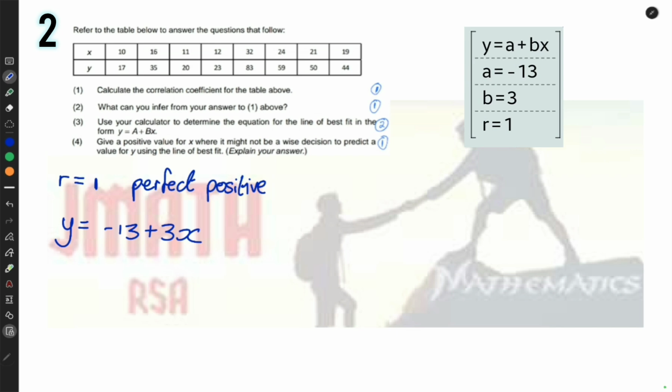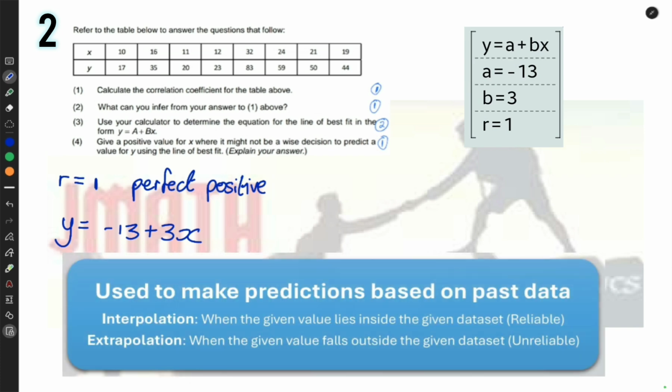Give a positive value for X where it might not be wise to predict a value for Y using the line of best fit. Explain your answer. So when you do this question and they ask you, can you predict or can you use this, is it wise? They are asking you about interpolation and extrapolation. So please just look at the definitions. Interpolation is if I use an X value inside the data. So I can see my X values range from 10 to 32. So any value I choose between that would be considered interpolation, which means my answer will be reliable.